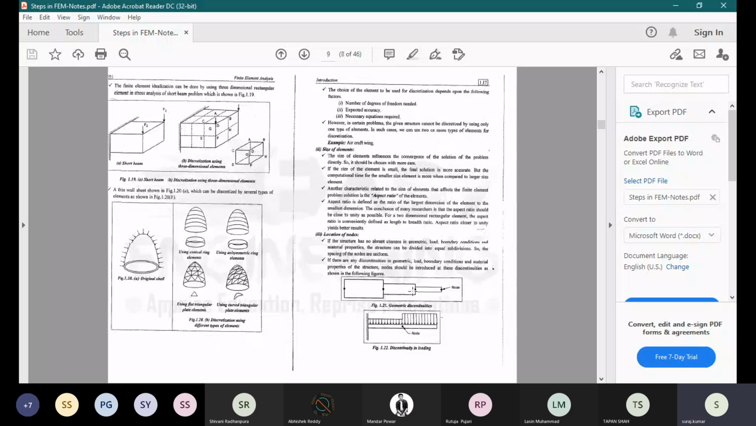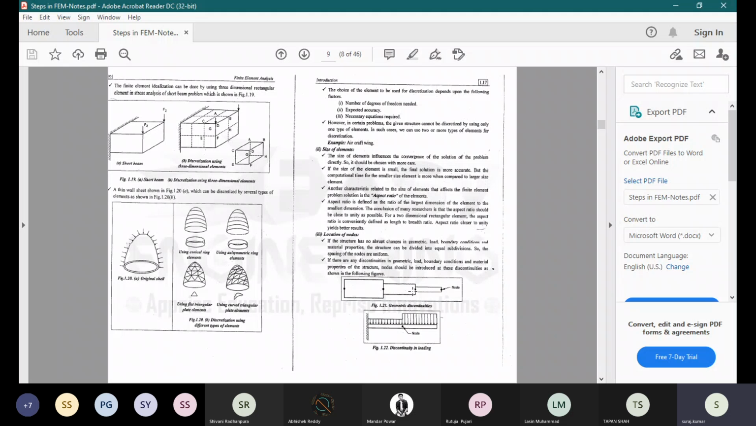Then you also came across that sometimes, as I mentioned, we have different options, different types of elements that we can use. So there are cases for that. Now, once we are able to decide how to discretize it into a number of elements, then we have to think regarding what is going to be the size of the elements, because it's an important criteria.